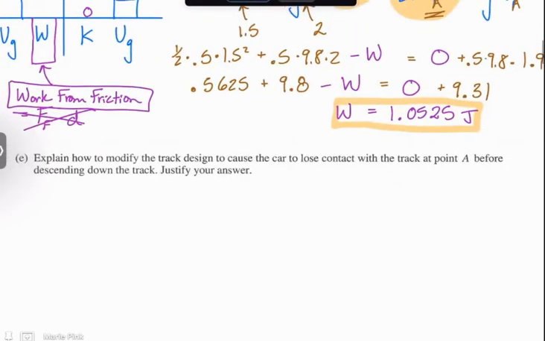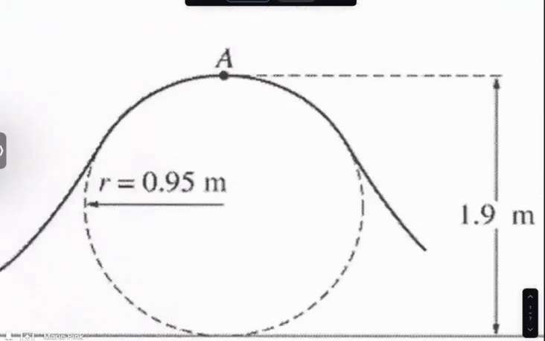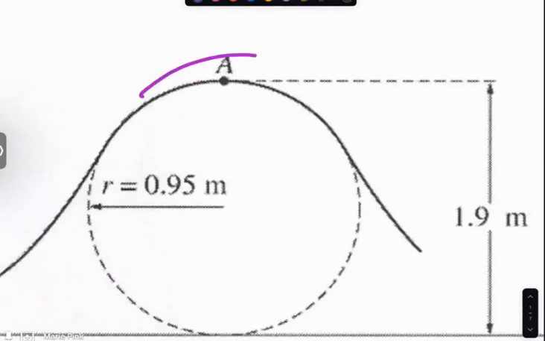All right, now it says explain how to modify the track design to cause the car to lose contact with the track at point A before descending down the track. Justify your answer. All right, in your groups right now, how could you get it so that this car, as it goes over the bump right here, it's going to go wee instead. Ready to go.